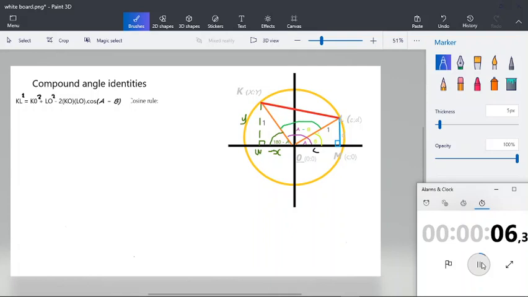So right now, I'm gonna show you the cosine rule part. We've done the distance rule part.